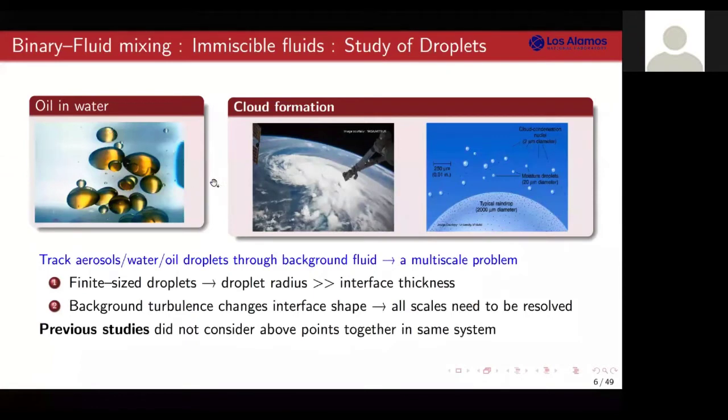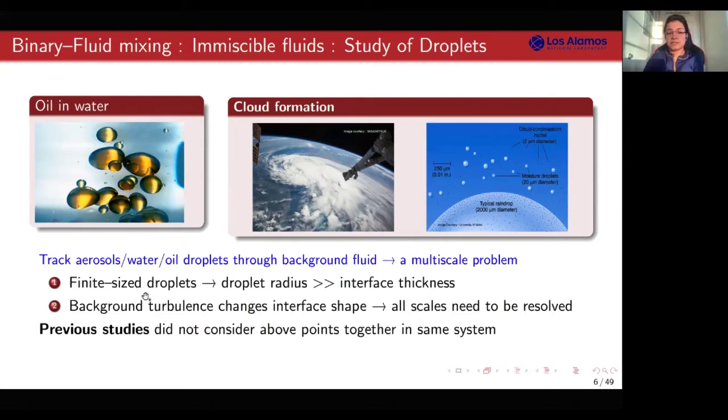Some practical examples are oil in water, and cloud formation, where there are small drops of water which move in background air and merge together to form big cloud masses. So in essence, while studying droplets in air or in a background fluid, we have to track aerosols, water or oil droplets through the background fluid. Now, this is a multiscale process because of the following two reasons.